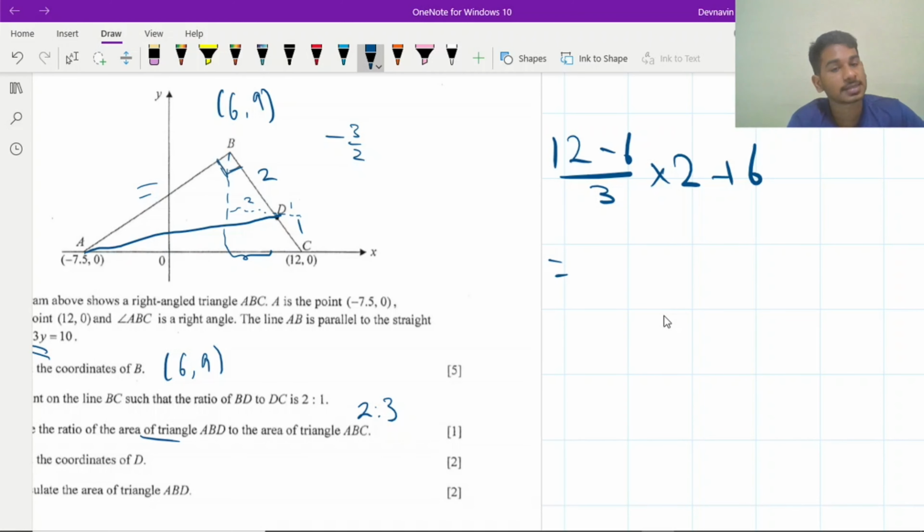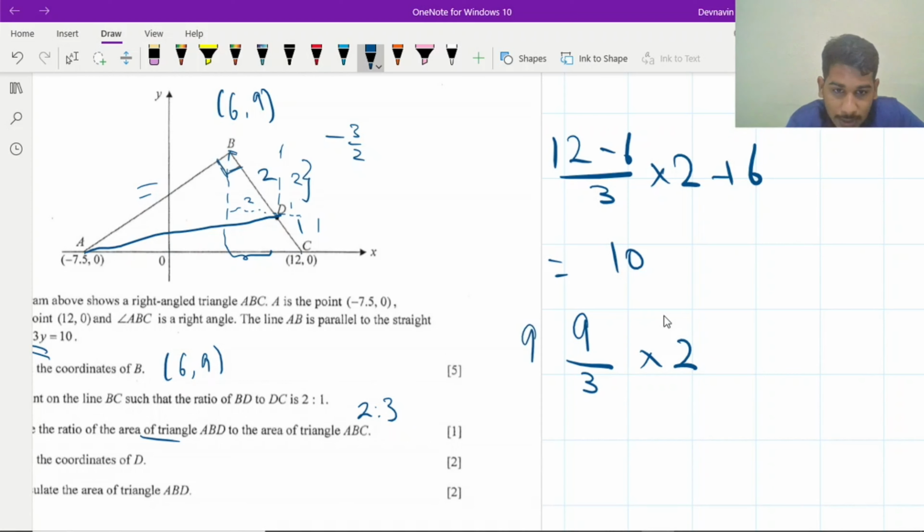So 12 minus 6 is 6, 6 divided by 3 is 2, 2 times 2 is 4, 4 plus 6 is 10. So the x coordinate is 10. Let's do the same thing for the y coordinate. Again, it's going to be 2:1. The difference from here to here is 9. So 9 divided by 3 times 2, and then we take away from the top part, because this is 2 units from that. So 9 minus 3 times 2 is 6, which gives us 3. So we're going to have 10, 3.